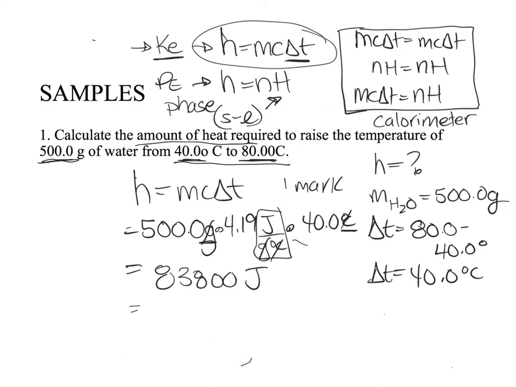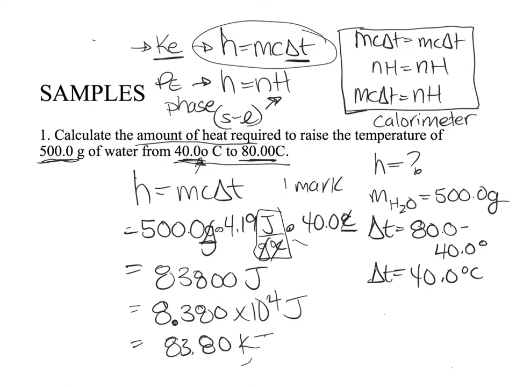So my answer should only have, this one I think is supposed to be a 0 actually, so it should have 4 sig figs. So I can write it a couple ways. I can write it in scientific notation, so that would be 8.38 times 10 to the 4th joules. I could write it in kilojoules by moving the decimal place over 3.